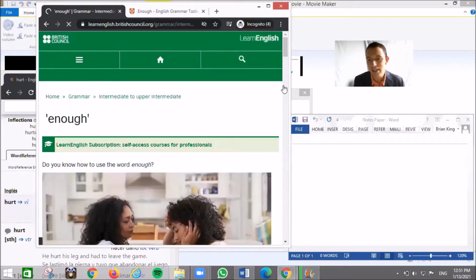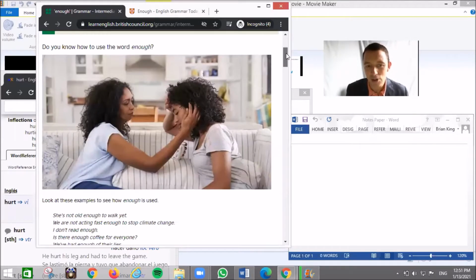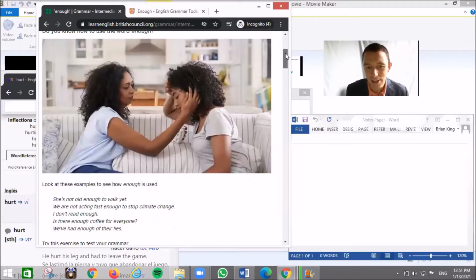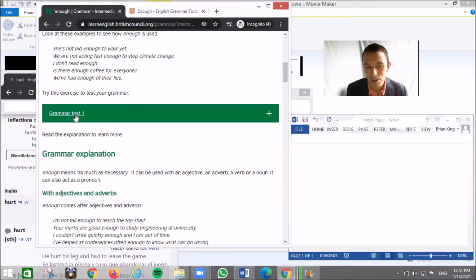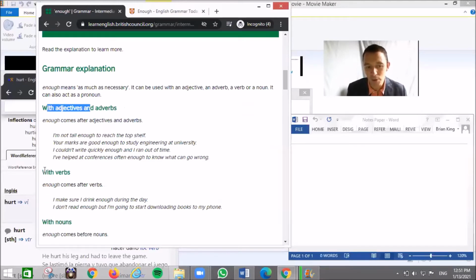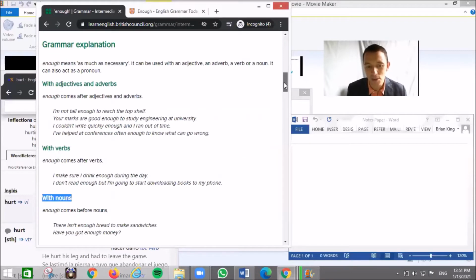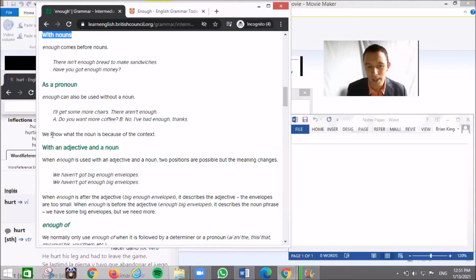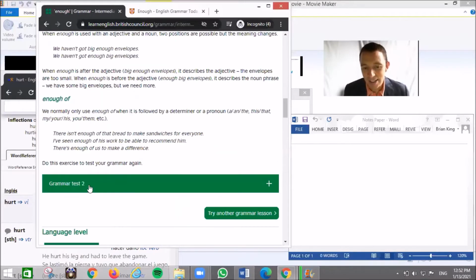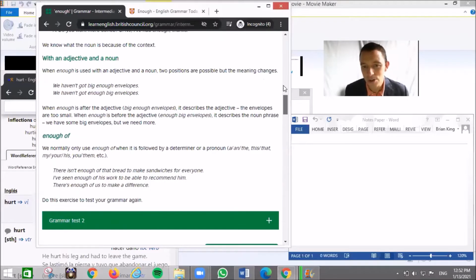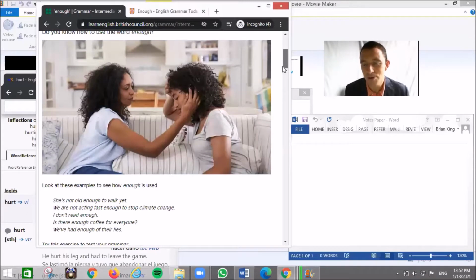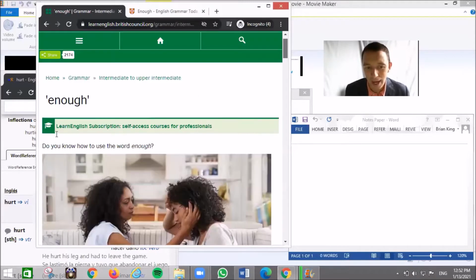Okay, so let's begin the lesson in relation to enough, and you can see here this is the full page. It's just a picture to help with the text, and there's a little introduction. Then we have one exercise, grammar test 1. After the grammar test 1 there's the grammar explanation, exactly the information about enough. For example, enough with adjectives and adverbs, enough with verbs, enough with nouns. Okay, and there's one or two more sections. We can use enough as a pronoun or with an adjective and a noun, and then we have another expression, enough of. Okay, and then there's a second grammar exercise similar to yesterday, and we can try to practice those together. And if you want to do it yourself on your own, perfect, you can do that as well, of course. So do you know how to use the word enough?